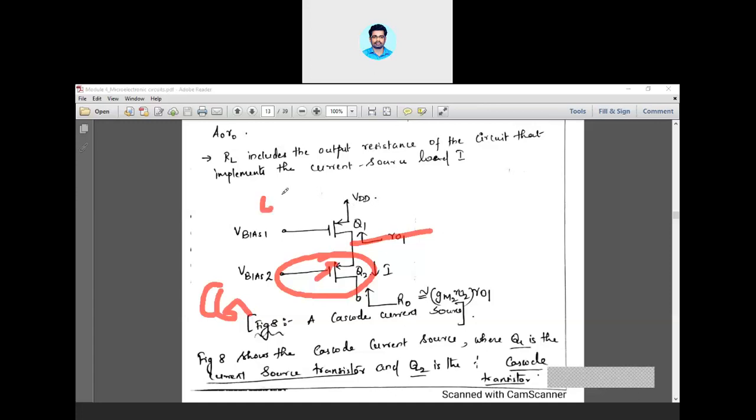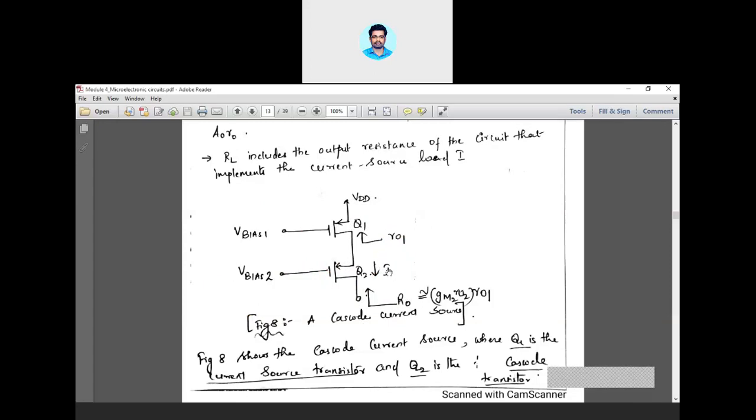So this is common source, because your input is at V bias 1. This is your input. This is your output. Drain is the output. This is your supply. So this is a common source. Source is common for both the input as well as the output. So this CS stage and CG stage together form a current source. This particular circuit is producing a current I.